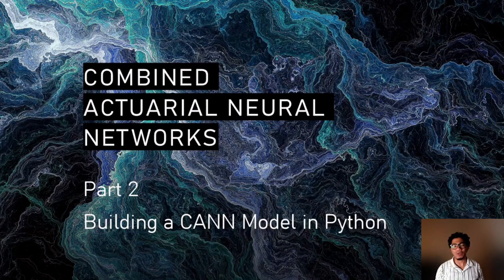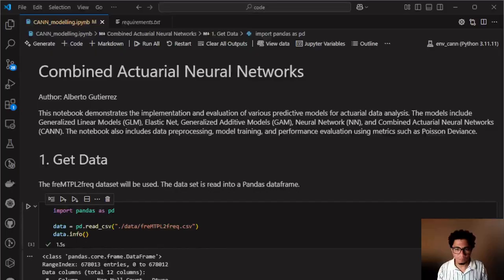In today's video, we're diving into the practical side of Combined Actuarial Neural Nets, CANNs for short. And if you haven't watched my first video, where I reviewed the paper Yes We Can and discussed the various aspects of CANNs, make sure to check it out. The link is in the description below. In this tutorial, I will be walking you through the step-by-step process of building a CANN model in Python. So grab your coding gear and let's get started.